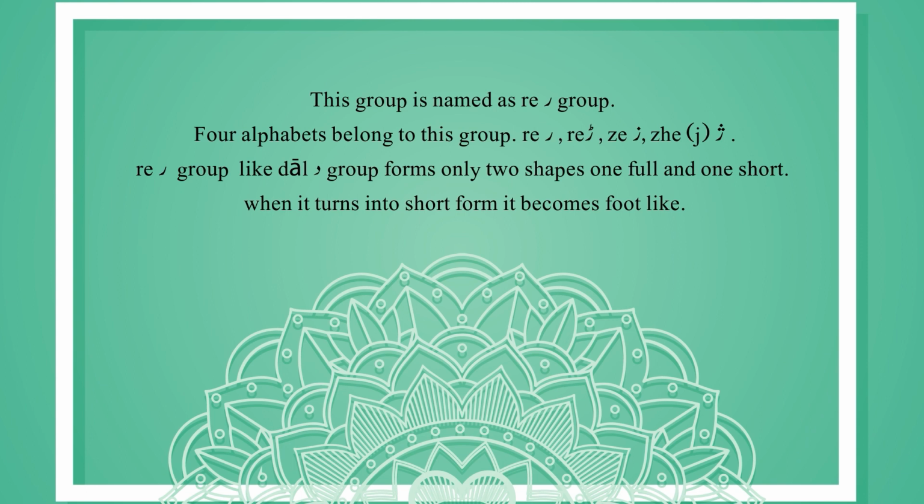Ray group, like dal group, forms only two shapes, one full form and one short form. What we have to remember? Ray group, like dal group, forms only two shapes, one full form and one short form. When the alphabets belong to ray group turn into short form, it becomes foot-like.